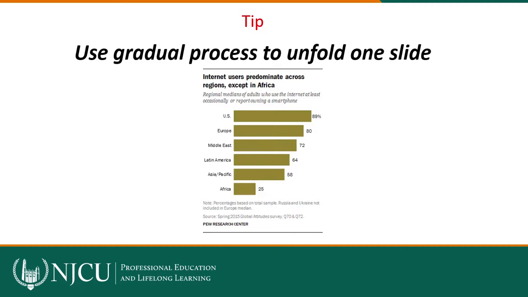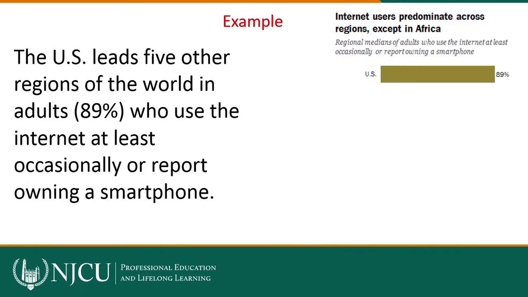And we're going to use a bar graph of internet users in each of the different continents as an example here. So let's say your presentation is about internet users around the globe and you want to use this bar graph. What you can see on the left is size 40 font that states the U.S. leads 5 other regions of the world, and adults 89% who use the internet at least occasionally or report owning a smartphone. And that is actually the top bar of the bar graph.